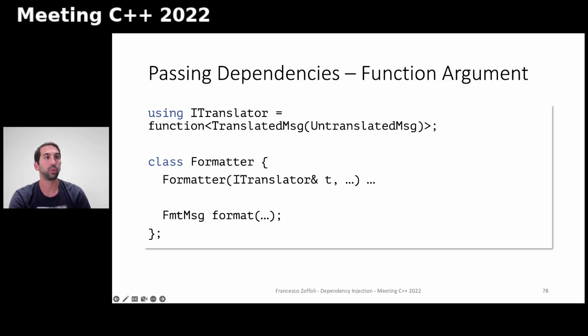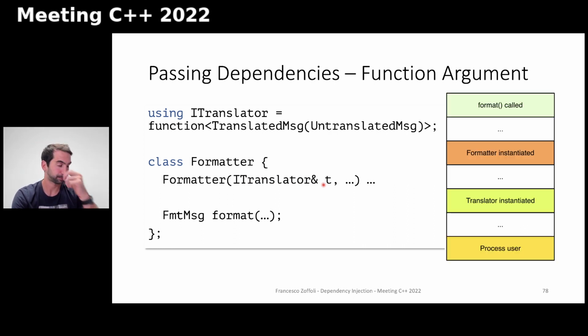We are back to the example in which the translator takes an untranslated message and the formatter takes the ITranslator as a constructor parameter. So where's the language here? How can this work? The reason is that we can again change the order in which we instantiate the dependencies. In this case, we first start processing the user, at which point we can get the language. With the language, we can instantiate the translator for the specific language. Then we can pass it to the formatter. And then again, we can call format with all the information we used.